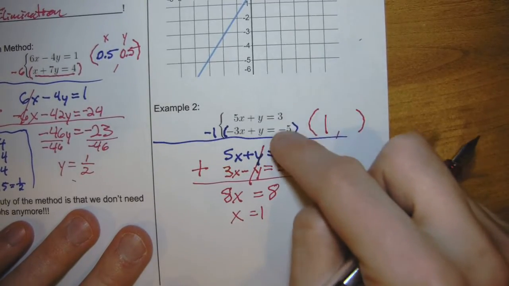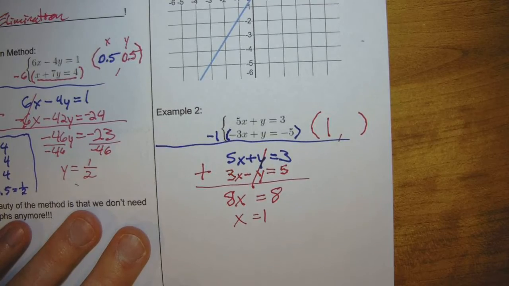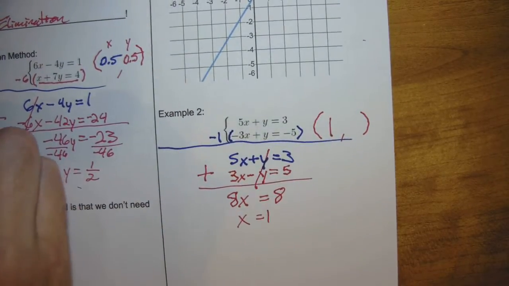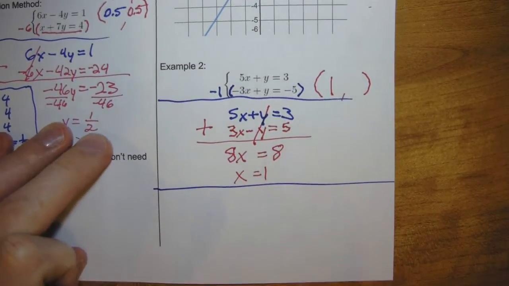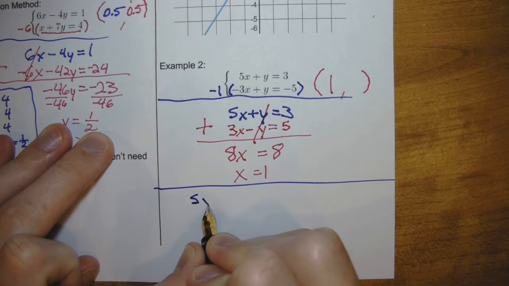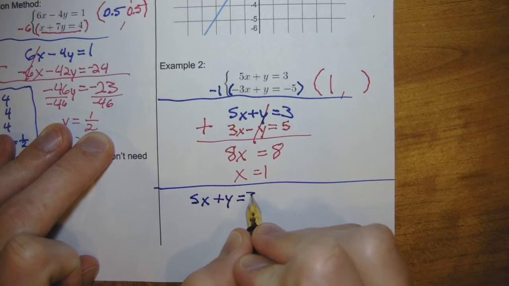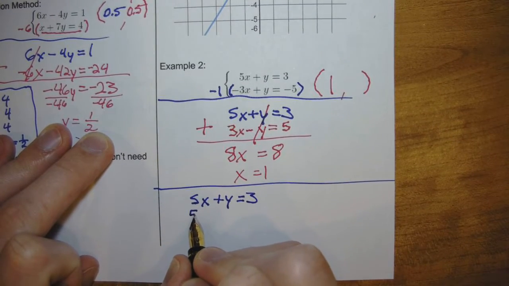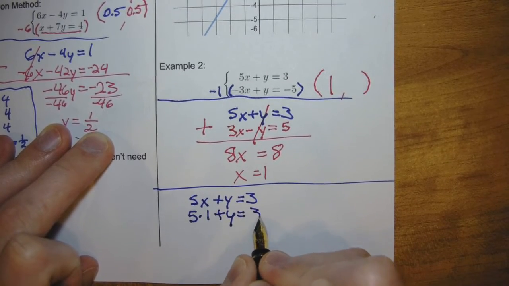So what I'm going to do is pick one of these original equations to plug it back into. In this case, I don't think it really matters. I'm going to try the top equation just to show you it doesn't matter. So I'm going to take that 5x plus y equals 3, and I'm going to take the 1 for the x and drop it in. So 5 times 1 plus y equals 3.